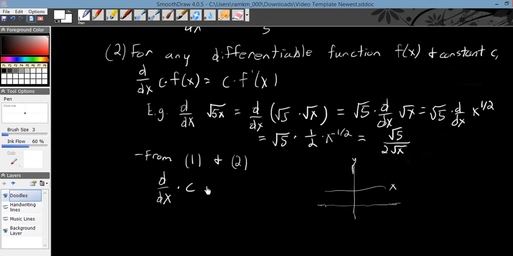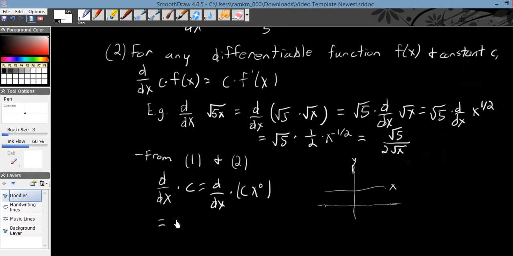So we'd expect that the derivative of a constant function is going to be 0. But let's use some of those rules to verify that. So the derivative with respect to x of some constant c is going to be the same thing as the derivative with respect to x of c times x to the 0 power.